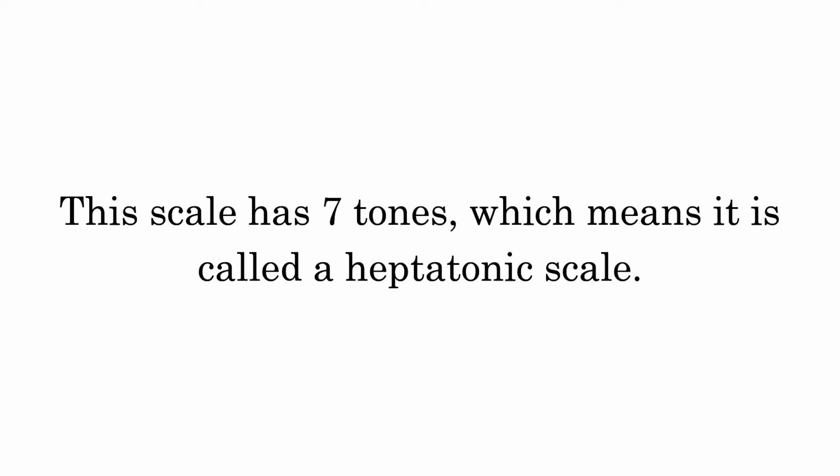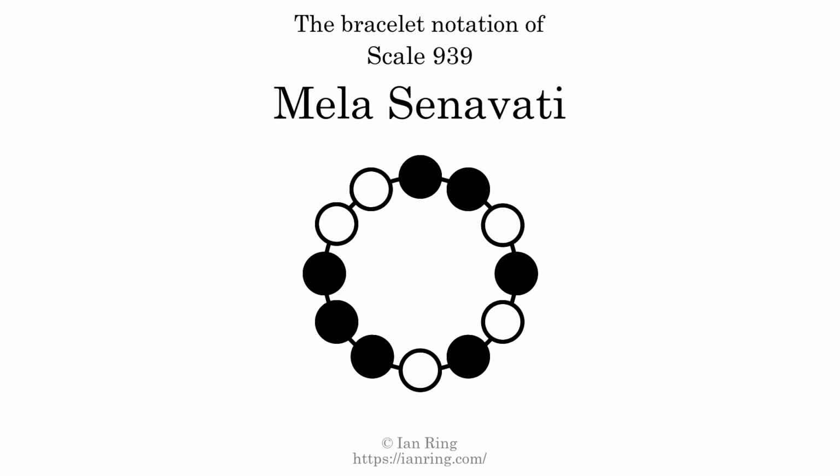This scale has 7 tones, which means it is called a heptatonic scale. This is a bracelet notation diagram of scale 939. The shaded circles represent tones that appear in the scale, and they are read clockwise, starting at the top.